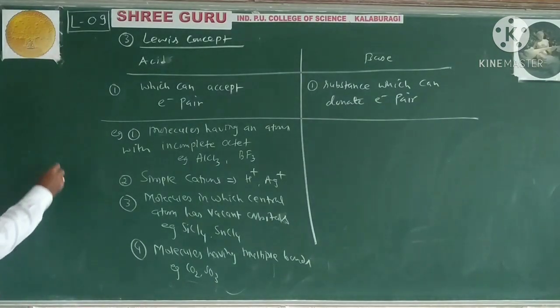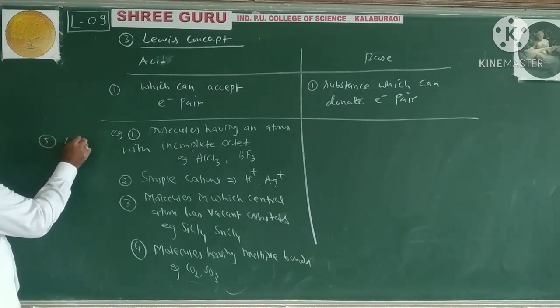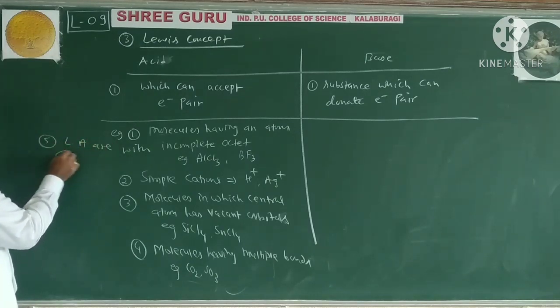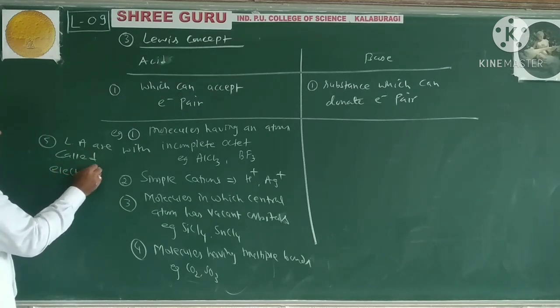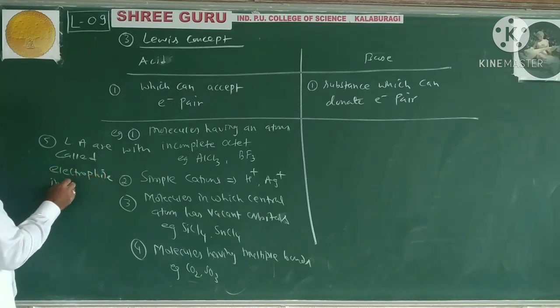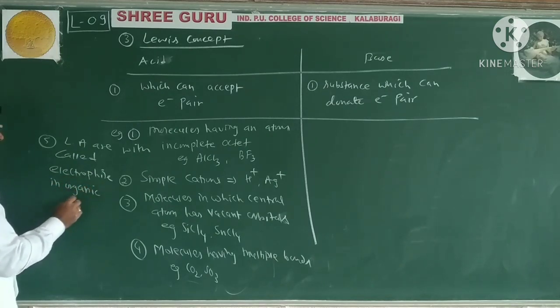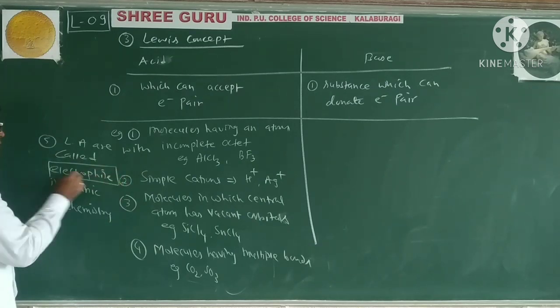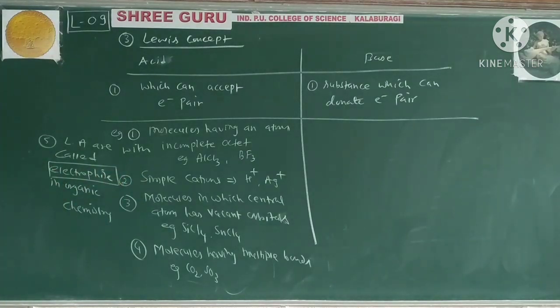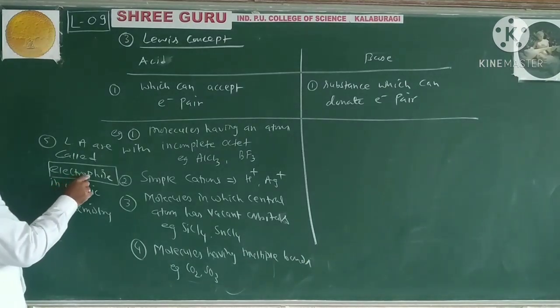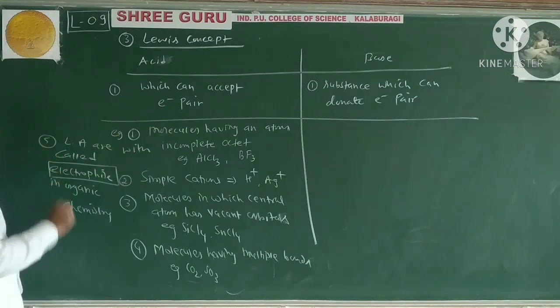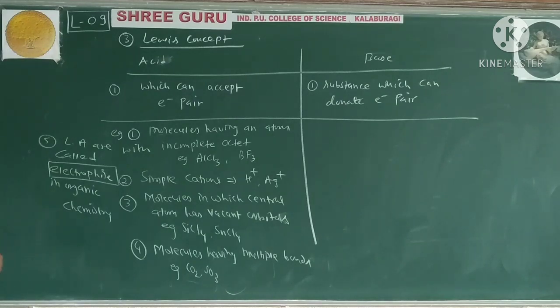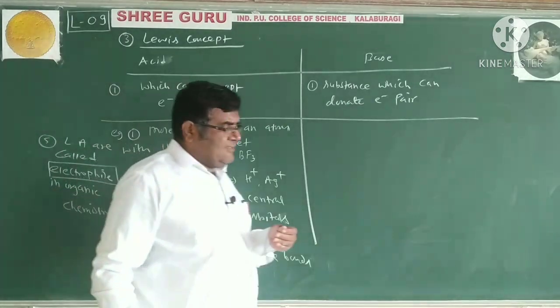And this one we can say that Lewis acids are called electrophile in organic chemistry. Electrophile means Phile means attraction. Those substances which has attraction for electron, that's why which accepts electron pair, are called as electrophile. So this is the examples of acids.